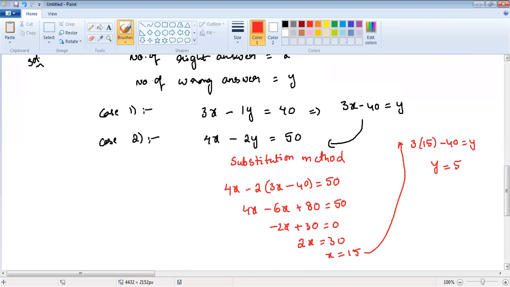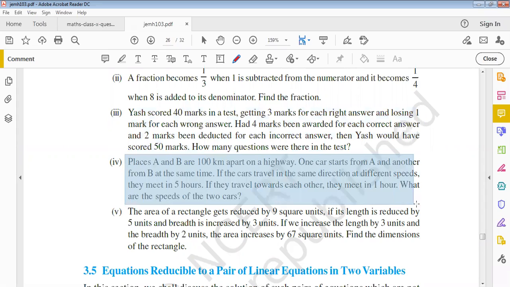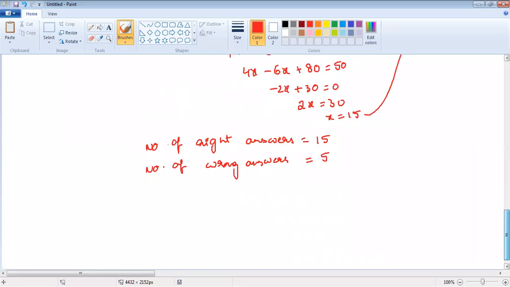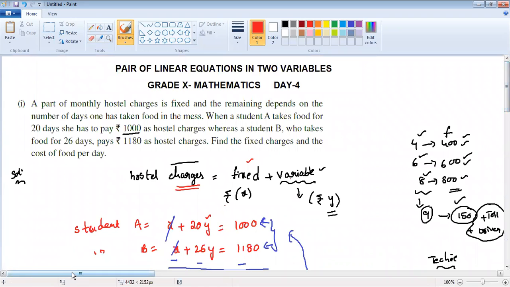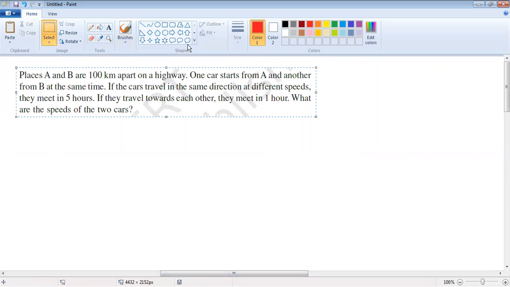Okay, I'm moving to the next question. There is no space, so I'm going to the next place. So next question. Do you know how to do this question?